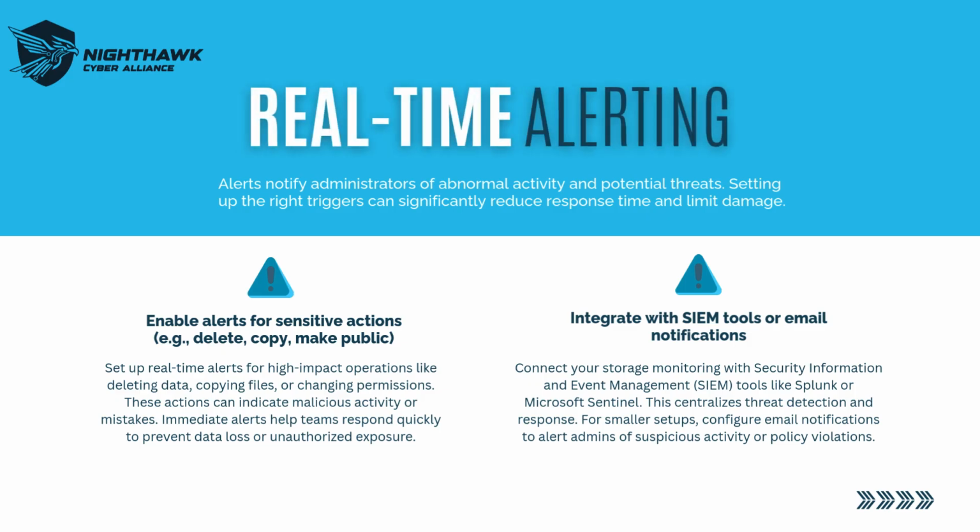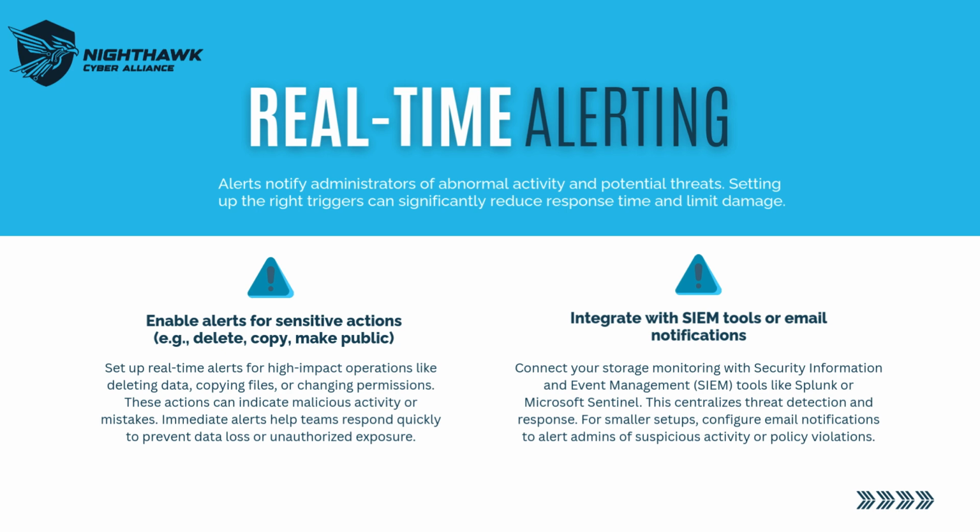Real-time alerts act as your early warning system, flagging potentially harmful activity the moment it occurs. Whether it's someone trying to delete a bucket, make a file public, or download massive amounts of data, alerts help teams respond before serious damage is done. These notifications can be integrated into SIEM systems, emailed to administrators, or even piped into Slack channels to ensure rapid awareness. The key is not just setting alerts, but tuning them properly.